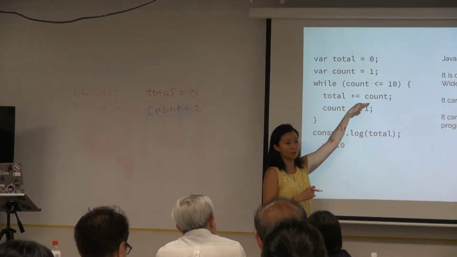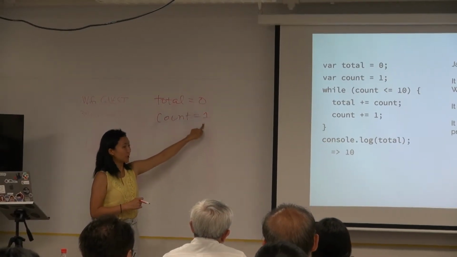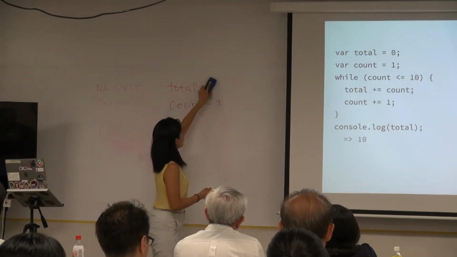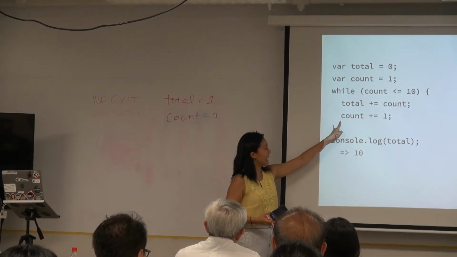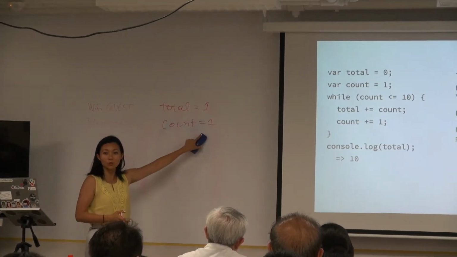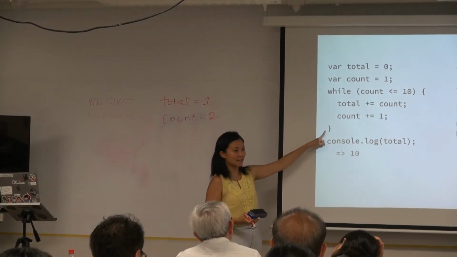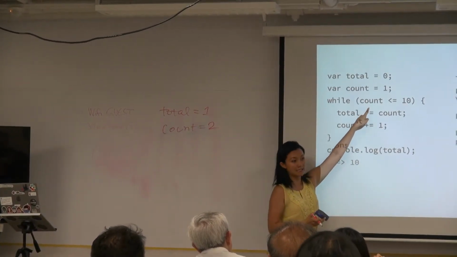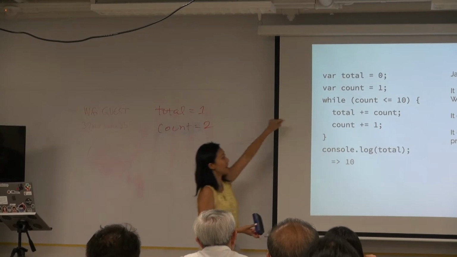Total plus equal count. What is total? 0. 0 plus our count, which is 1, gives me what? 1. Yeah, so my total is now 1. Next line, count plus equal 1. What is count? So plus equal 1 is 2. I reach the end, but because this is true, I keep going. What is count now? 2. Is this less than or equal to 10? Yes, so I go in.